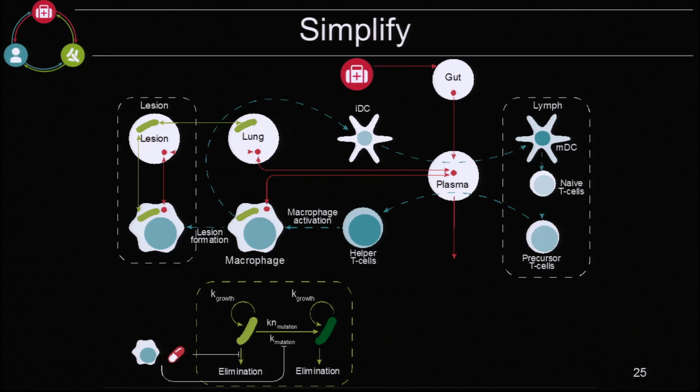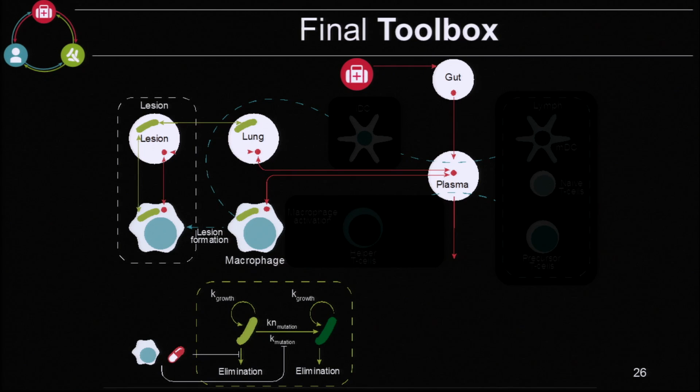So the next step for us is to simplify this model so that we have accurate assays that we can perform in mice. And this is a really important outcome for us, to have a final toolbox where we know the assays we need to perform in mice to have a clear understanding of how a drug will perform clinically is the ultimate goal.